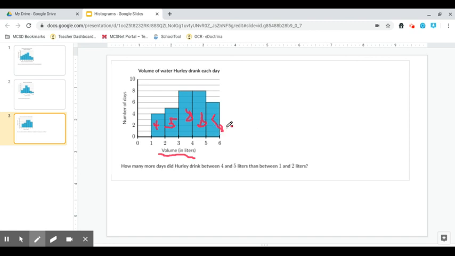But you know what those numbers are because you heard me say them out loud. So it says, how many more days did old Hurley drink between 4 and 5 than between 1 and 2? So between 4 and 5, which was 8, and 1 and 2, which was 4. So he drank 8 on this day and 4 on this day. How many more is 8 than 4? Well, the answer is 4. So that's what Hurley was up to.